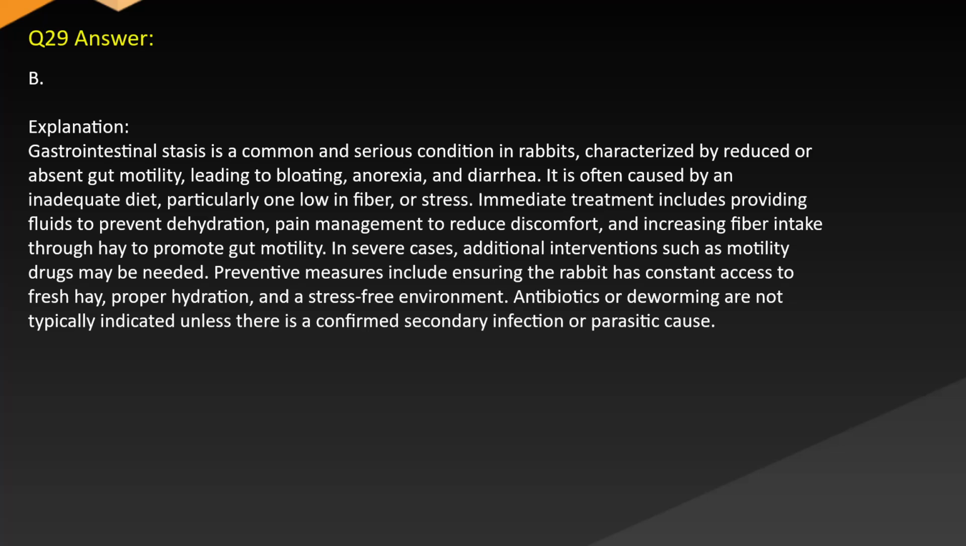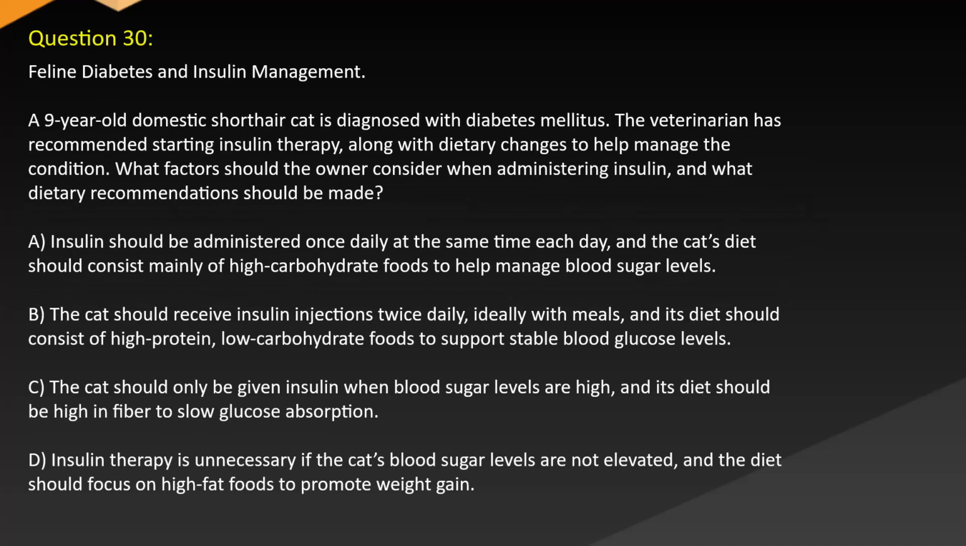promote gut motility. In severe cases, additional interventions such as motility drugs may be needed. Preventive measures include ensuring the rabbit has constant access to fresh hay, proper hydration, and a stress-free environment. Antibiotics or deworming are not typically indicated unless there is a confirmed secondary infection or parasitic cause. Question 30. Feline diabetes and insulin management.